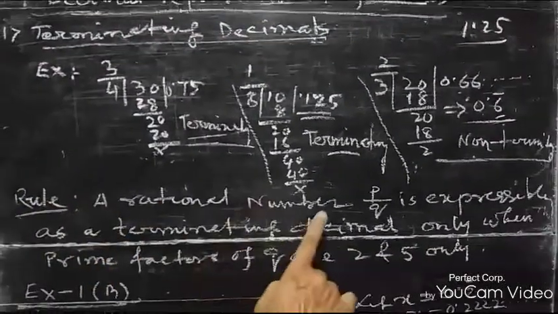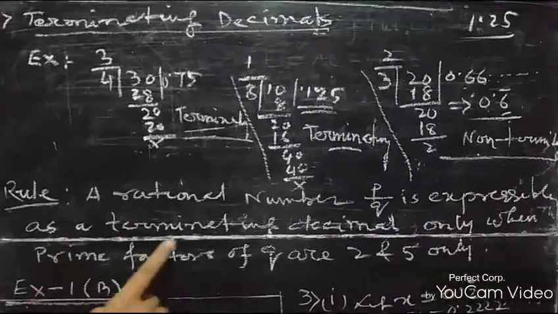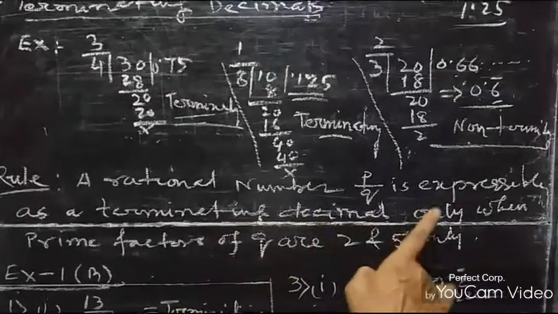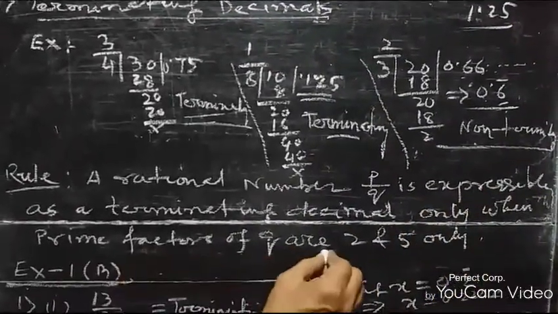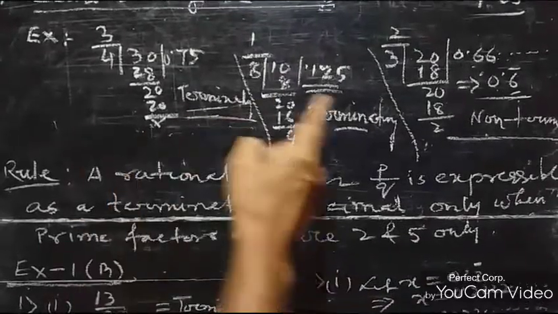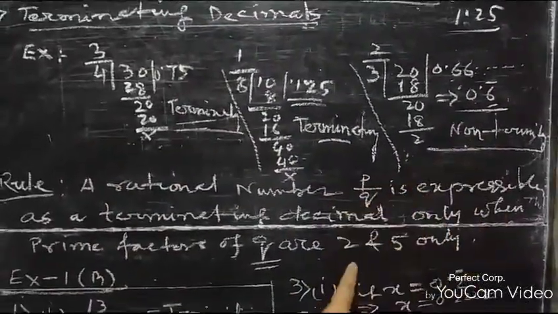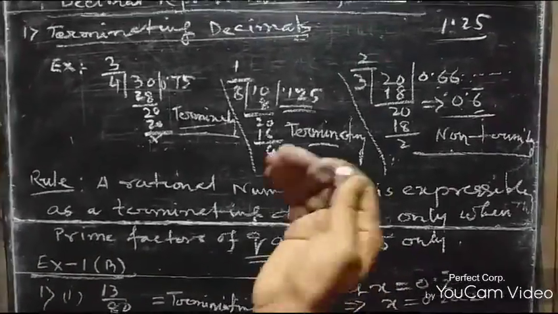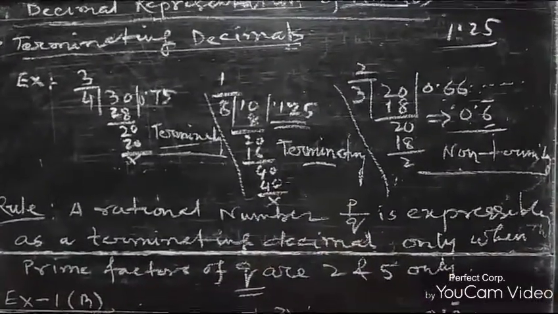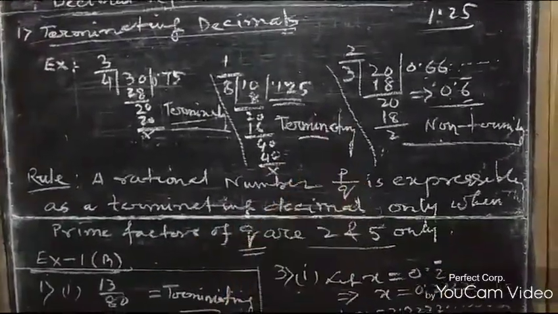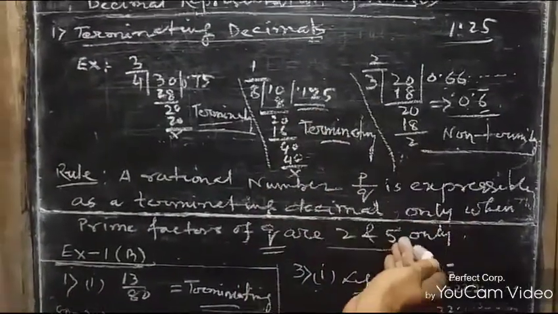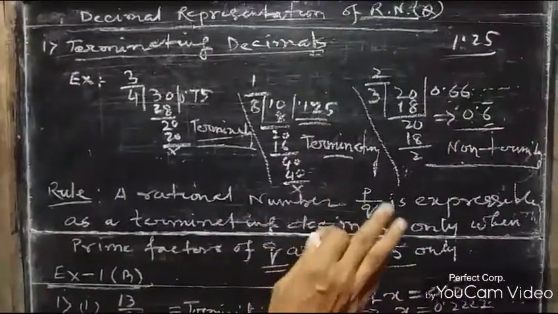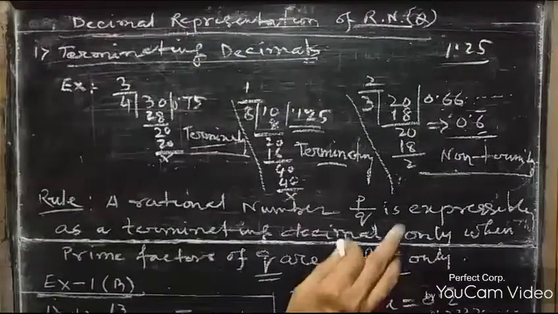See, a rational number p by q is expressible as a terminating decimal only when the prime factors of q, that is the denominator of this p by q form, are 2 and 5 only. Maybe 2 or maybe 5 or 2 and 5. These two prime factors only. If any number other than these two factors is coming, then it will not be a terminating number. So this is the condition.